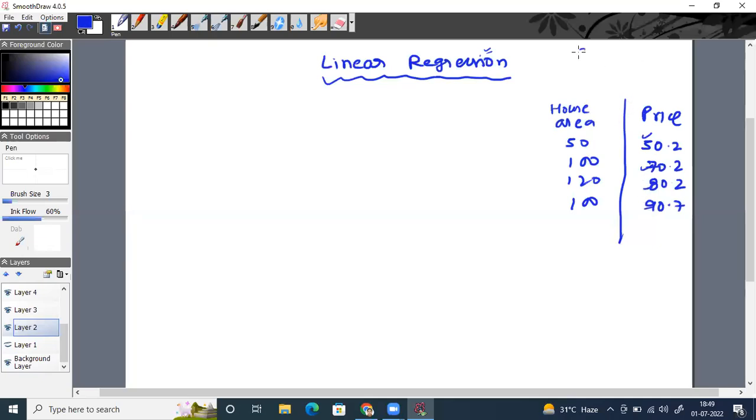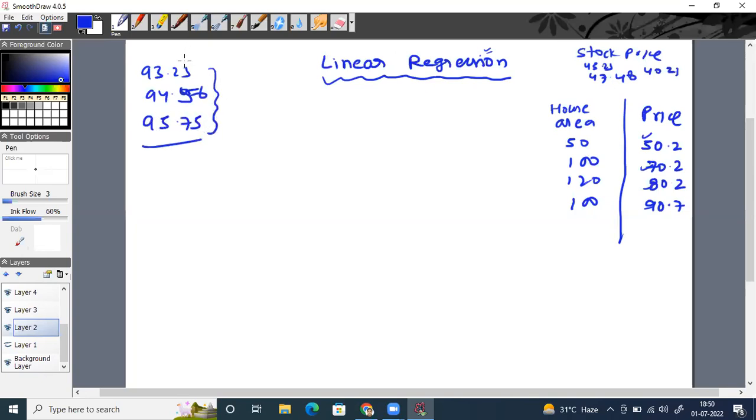Another example may be stock price, right? We discussed that stock prices keep on fluctuating. So today, Apple price may be 45.23. Tomorrow, it can be 47.48, or it can be 40.23. Similarly, petrol price can be 93.23 today, tomorrow it can be 94.56, and the day after tomorrow it can be 95.75, something like this. So these kinds of problems, where the output is a continuous numeric output, are regression problems.